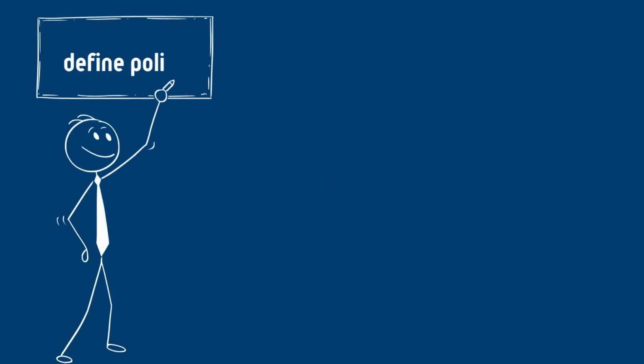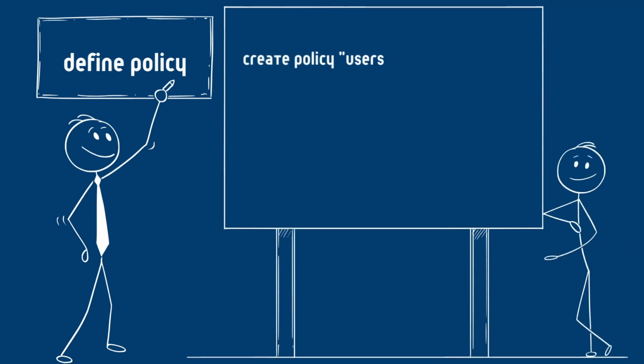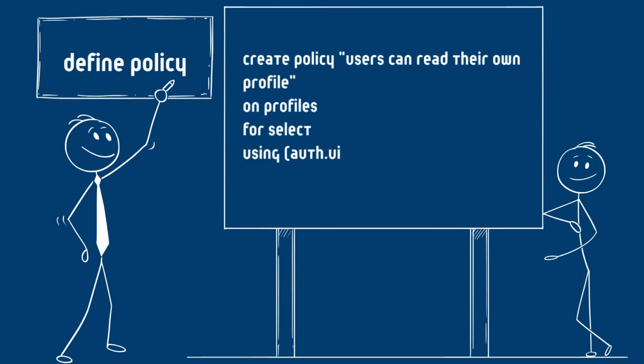So how does RLS work in Supabase? First, you create security policies that determine which users can access which rows based on conditions. So there are different types of users. You can have unknown users, you can have authenticated users, all types. So you first have to create the security policies.